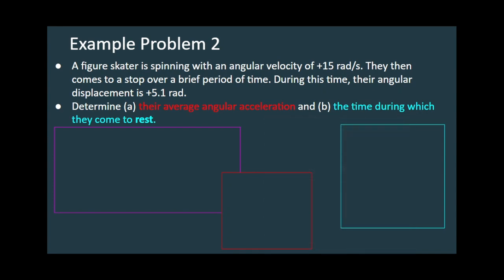So let's list our variables like we had before. So initial theta is 0 radians because they're just starting at 0 degrees.